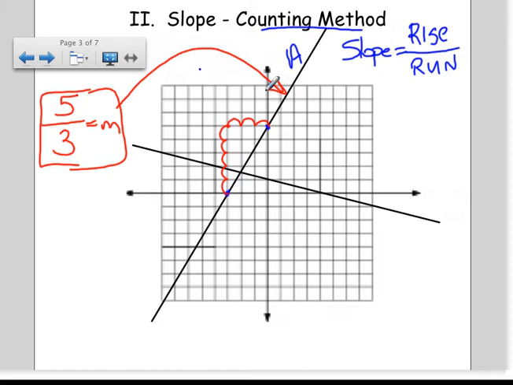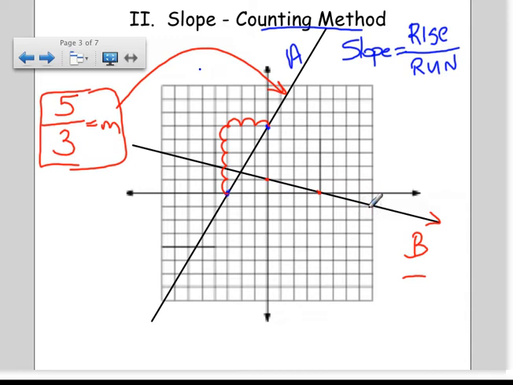Second, I'll look at this line, we'll call this line B, which I know in advance is a negative slope, because with my left arm, if I look at this, it's going down from left to right. So this is going to have a negative slope. I'll first figure out my usable points. I see this point on the y-axis. I see this point on the x-axis. I could also use that point. I'll just use those first two for now.